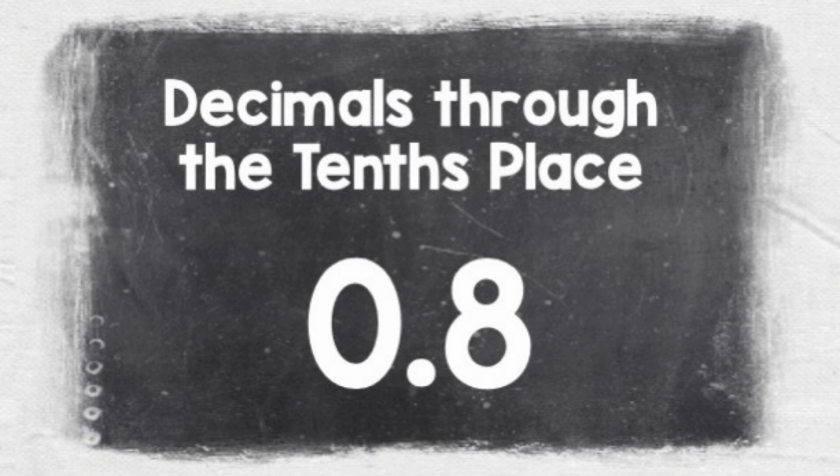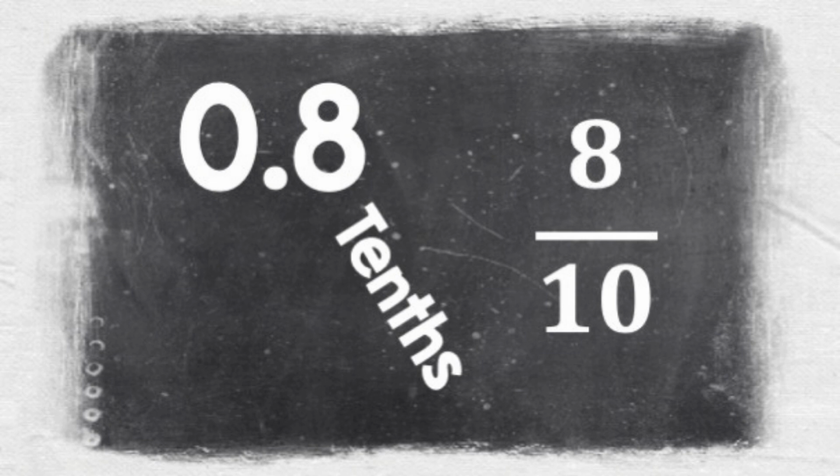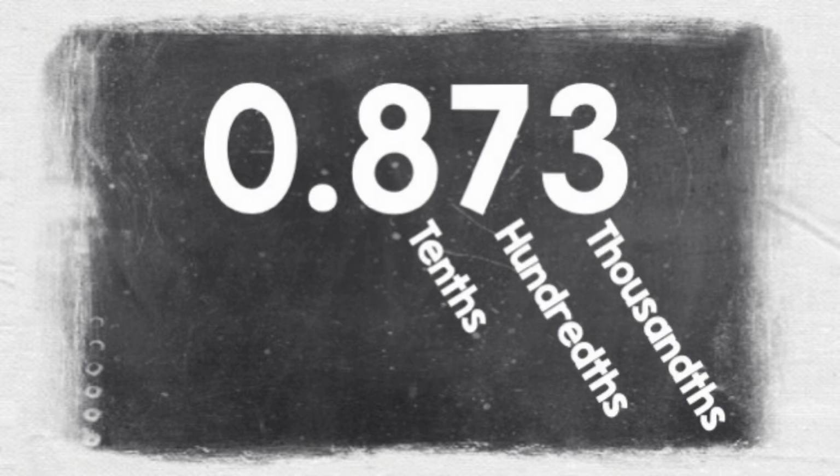In our last lesson, we focused on decimals through the tenths place. We saw that when a digit comes directly after the decimal point, it represents tenths. So 8 tenths is the same as the fraction 8 out of 10. Today, we're going to expand our study of decimals and look at the hundredths and thousandths places.